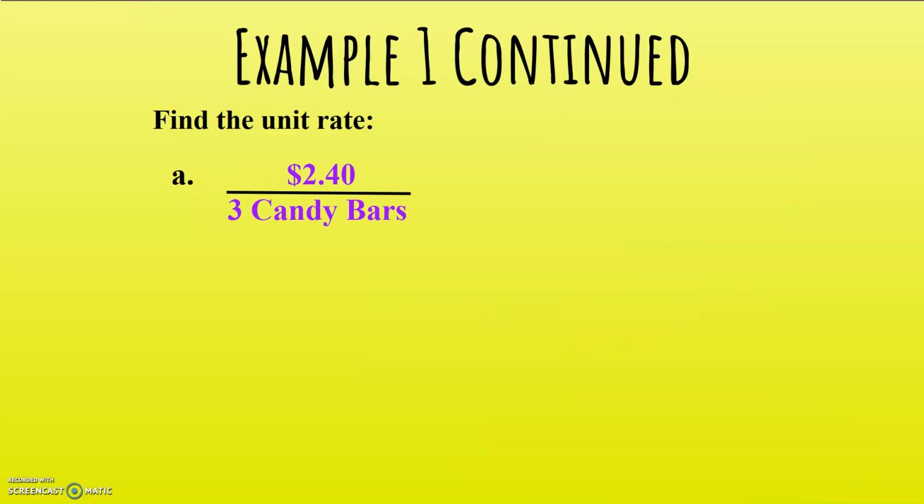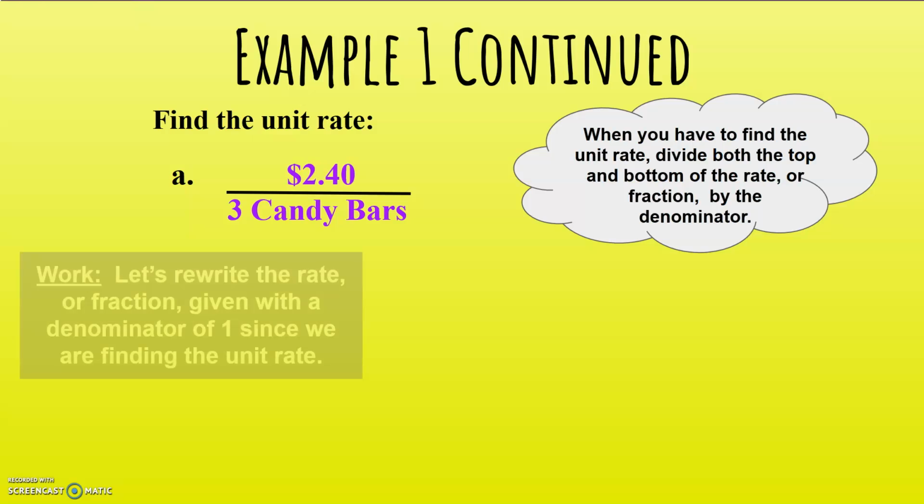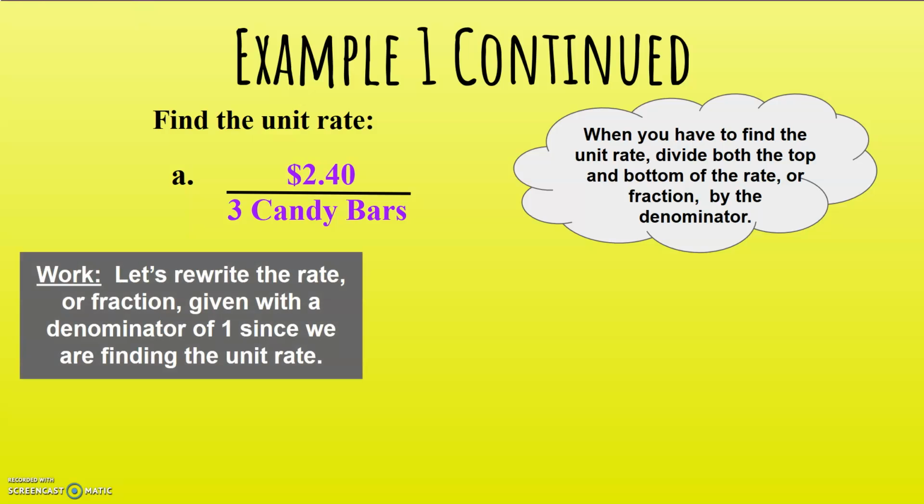Example 1 continued. Find the unit rate. $2.40 for 3 candy bars. Well, when you have to find the unit rate, divide both the top and bottom of the rate by the denominator. Okay? That's what we did last time. We divided 2 by 2 to get 1. Now we're going to divide our denominator by 3 and our numerator by 3. We have 2.40 over 3 equals something over 1.